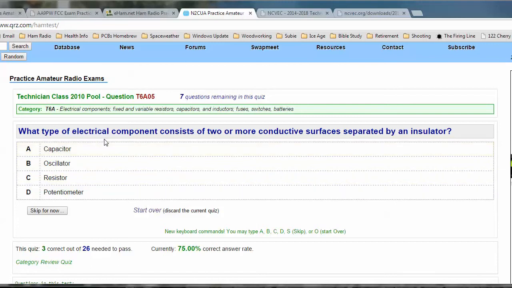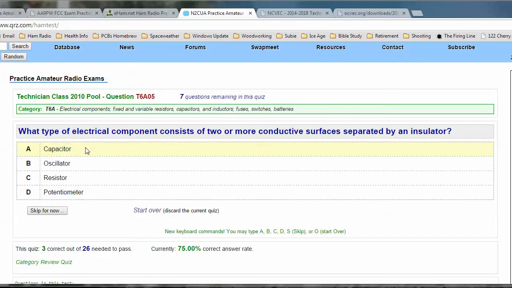What type of electrical component consists of two or more conductive surfaces separated by an insulator? No matter how you put this, it is always going to be a capacitor, because that's exactly what a capacitor is. You could take a glass jar, like those bell jars. You could put aluminum foil on the outside and on the inside, and hook a wire to each. That's a capacitor because it's two conductive surfaces separated by an insulator. You can make your own capacitor.